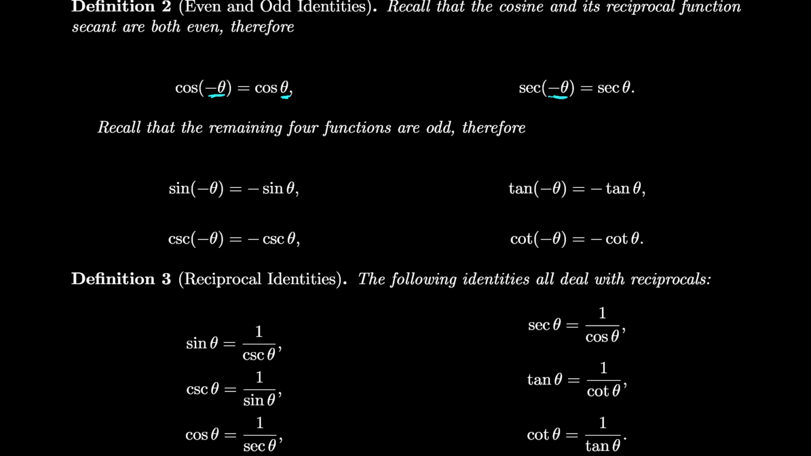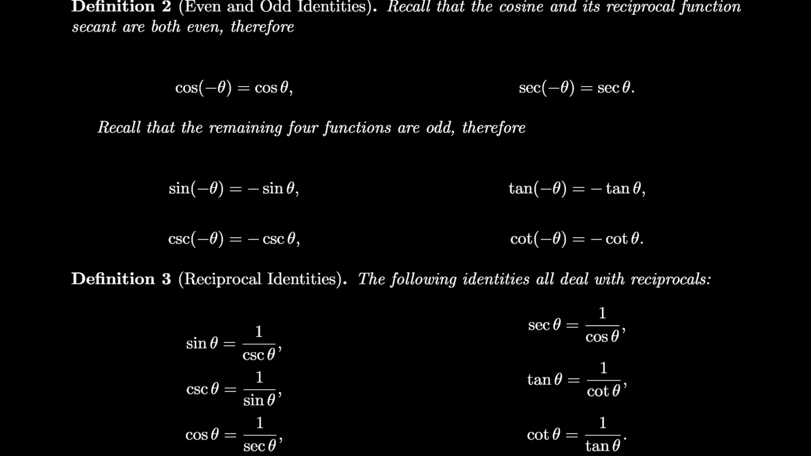Same thing for secant, because secant is just 1 over cosine, so of course it behaves the same way. All the rest of them are odd, which means the sign of a negative output is the same thing as negative sign of a positive output. Think of it like you can pull the negative sign out for odd, and for even, it just goes away. It evaporates. Write those down. Get those down in your notes.